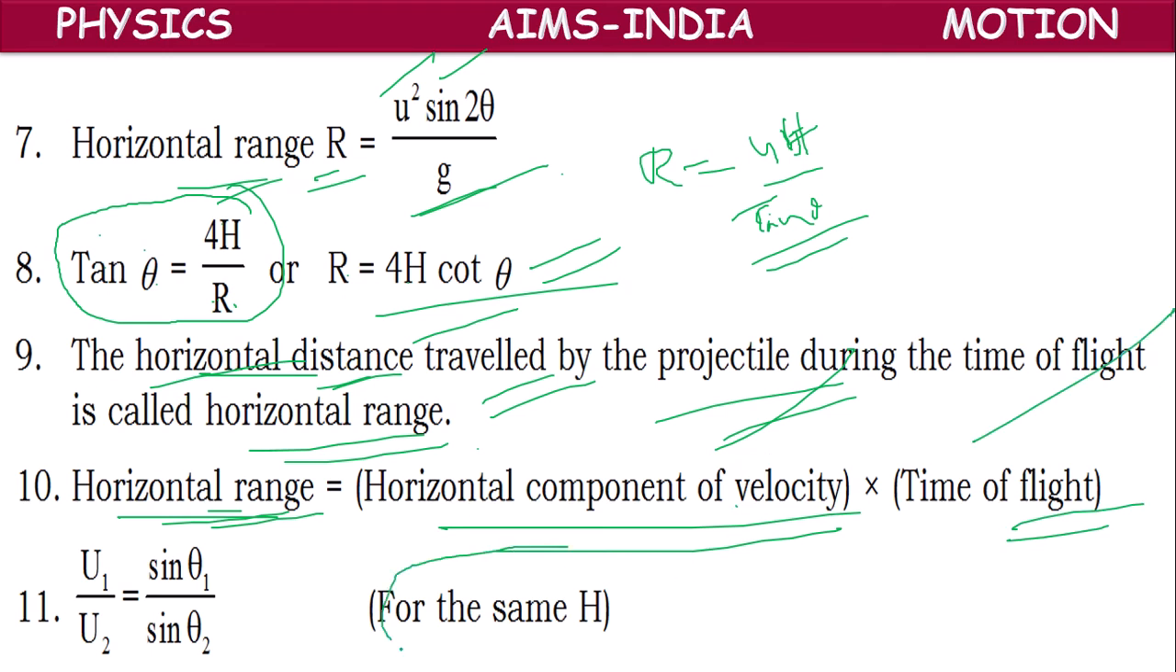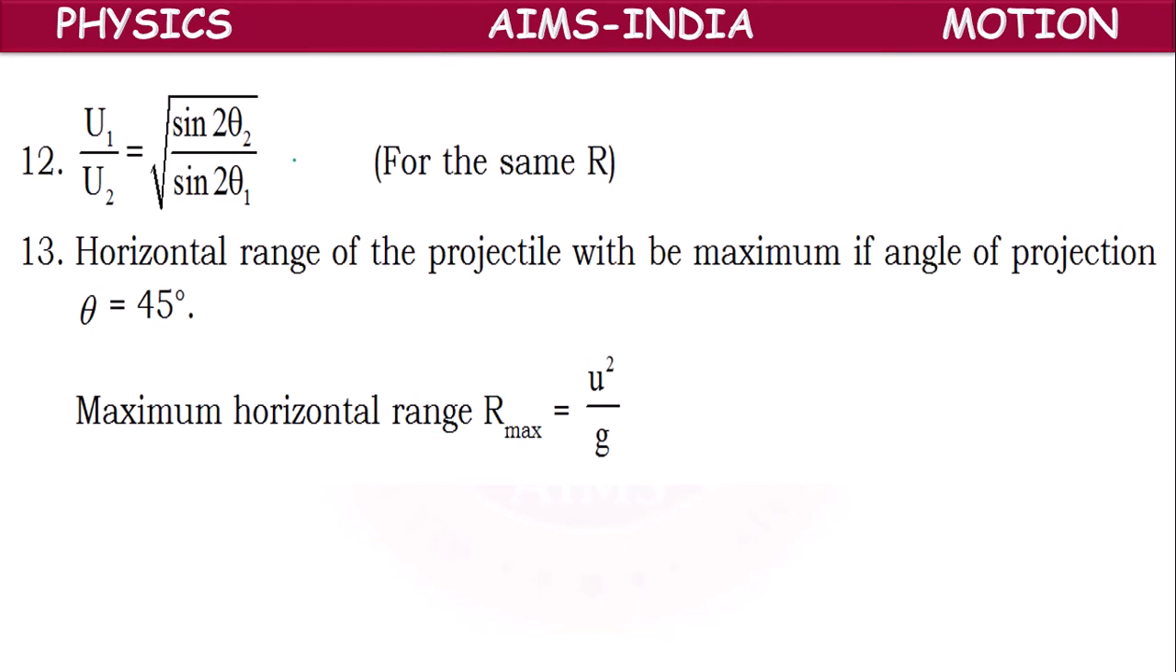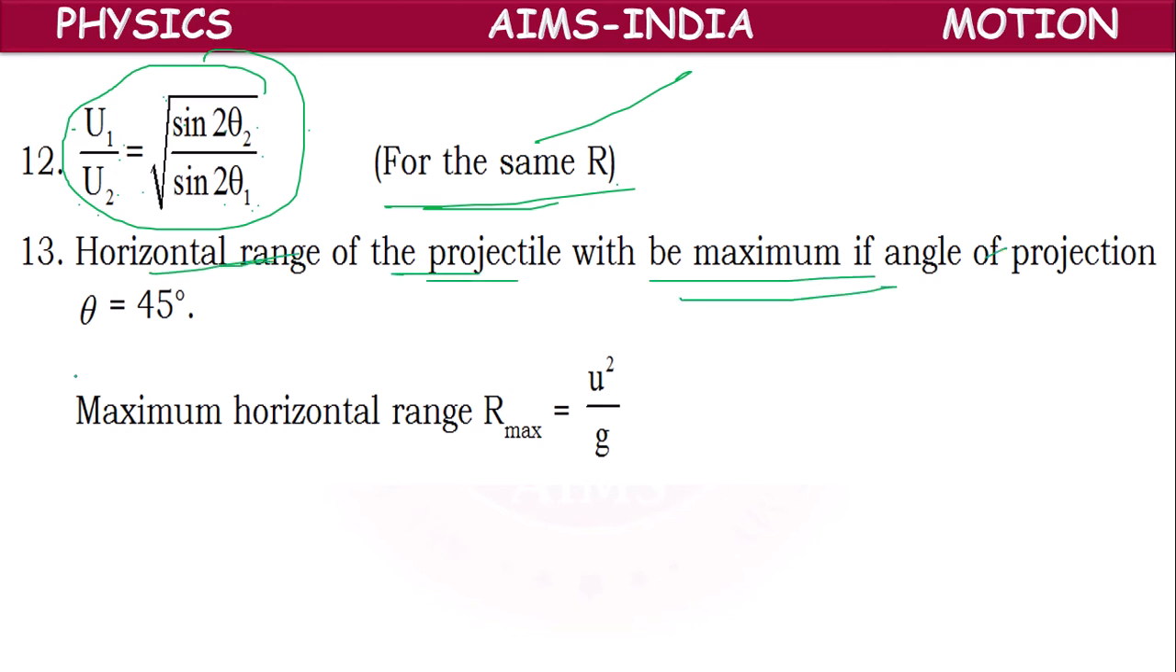And for same height, u1 by u2 equals sin theta 1 by sin theta 2. For same range, u1 by u2 equals root of sin 2 theta 2 by sin 2 theta 1. They are inversely proportional, u1 by u2, theta 2 by theta 1. So horizontal range will be maximum if the angle of projection is 45, which is equal to u square by g.